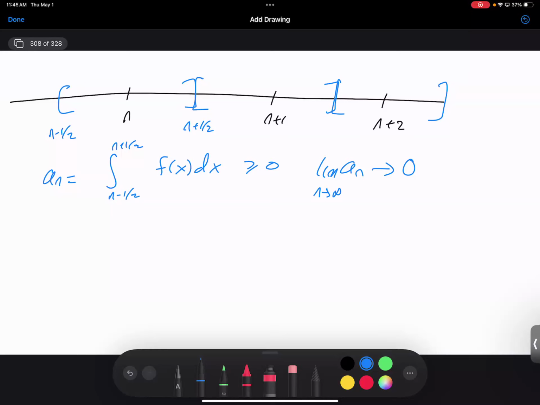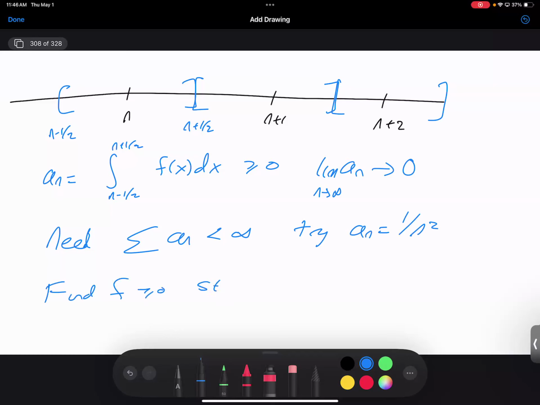Or give me a sequence. We need the sum of a_n to be finite. So give me a choice for a_n. 1 over n squared. Okay, so let's try a_n is 1 over n squared. So I want to find f such that the integral from n minus a half to n plus a half of f of x dx equals 1 over n squared.